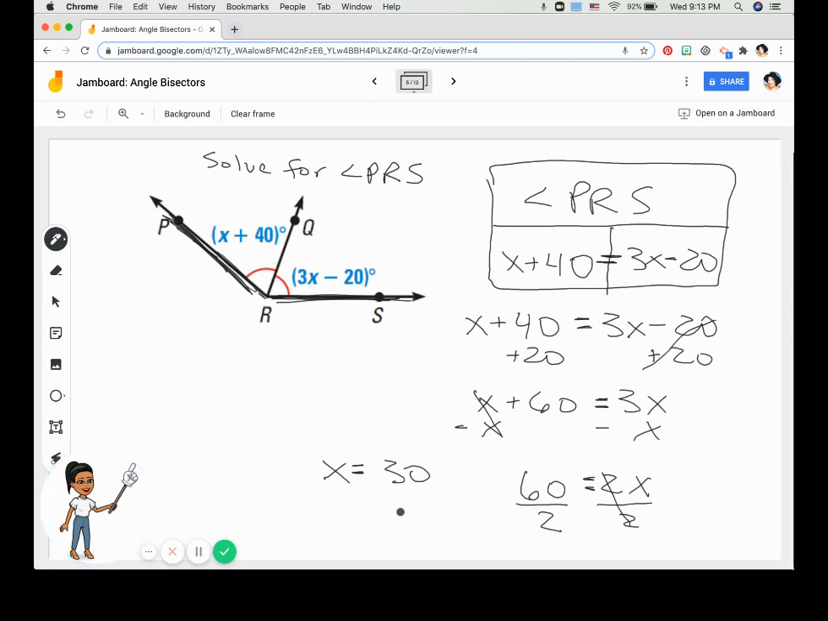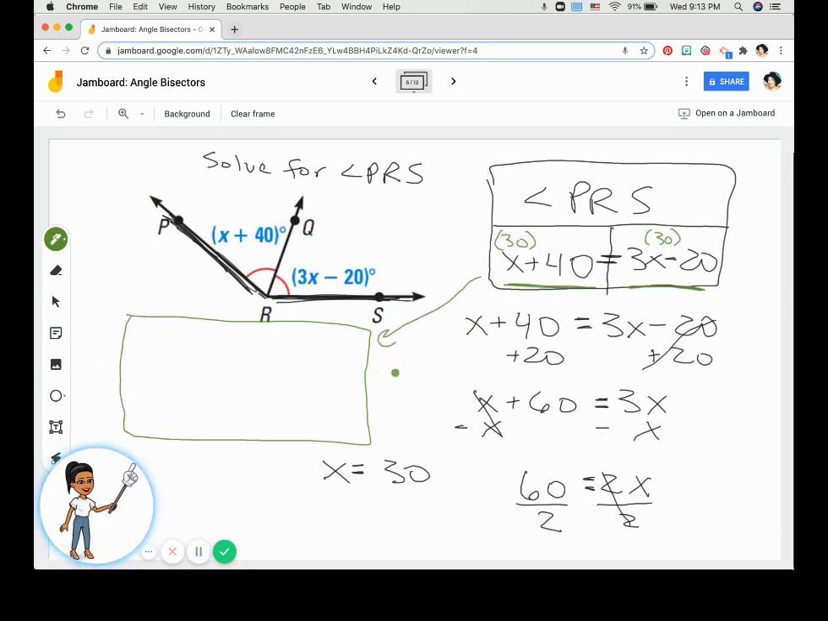I still need to plug 30 into these two equations. Now, this is the thing. I don't have to plug it into both of them. I can just plug it into one of them because these are both the same number. So what I'm going to do is solve for part 1. When I solve for part 1, I have that 30 plus 40 is equal to 70.